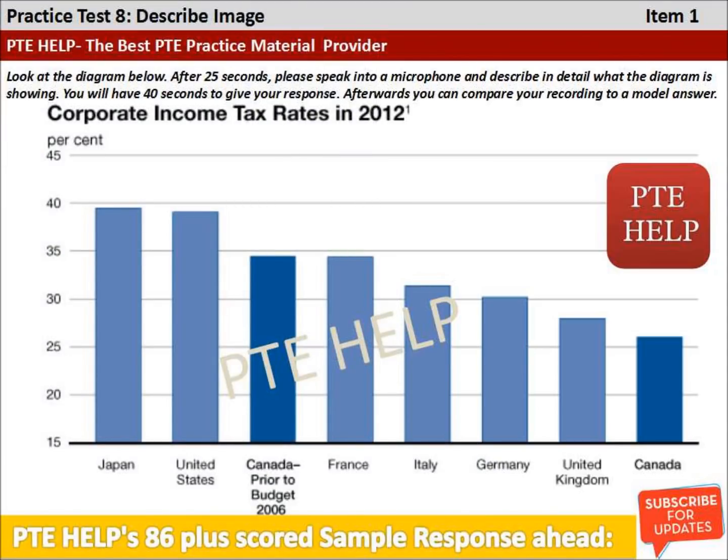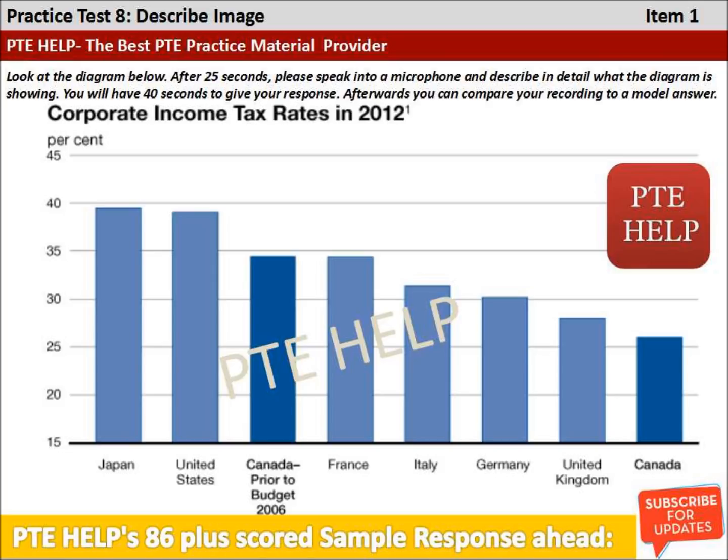This bar chart illustrates the corporate income tax rates in the financial year 2012 in Japan, US, France, Italy, Germany, UK and Canada. The most remarkable point is that Canada's corporate tax rates have been mentioned prior to its budget 2006, as well as in 2012.